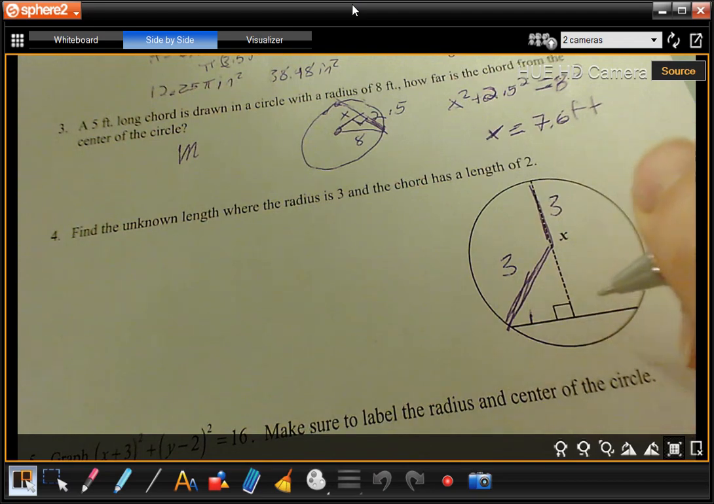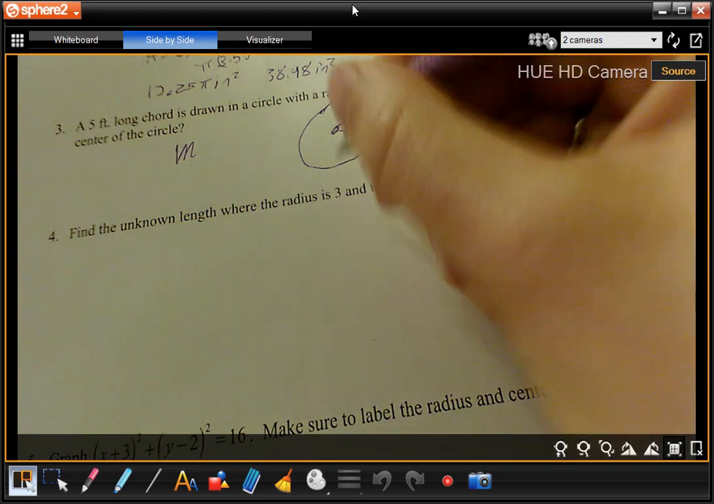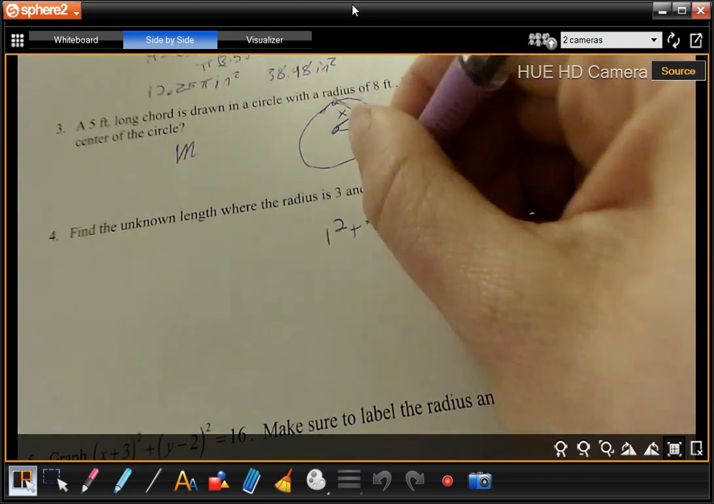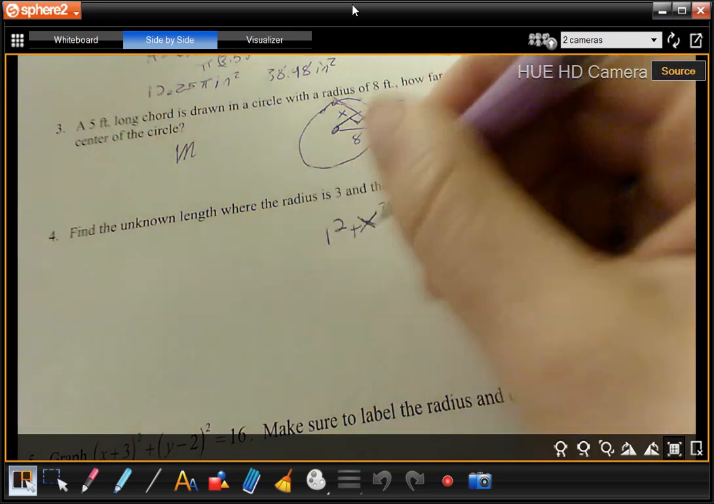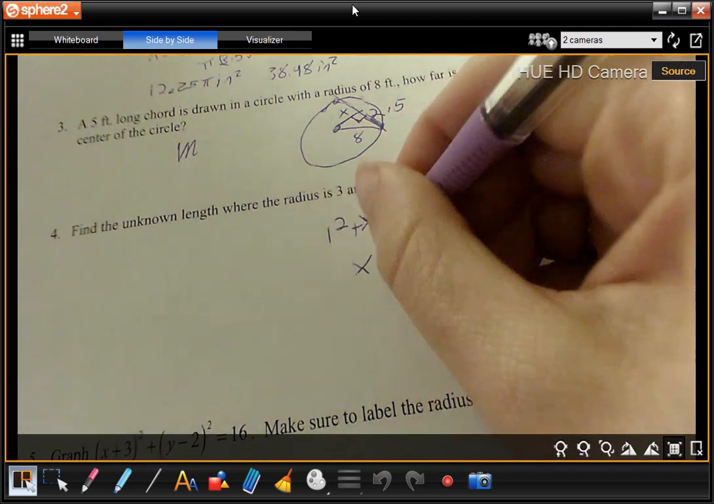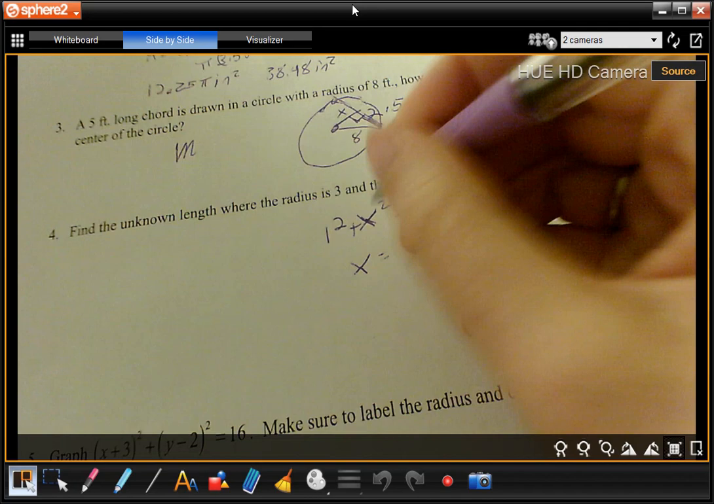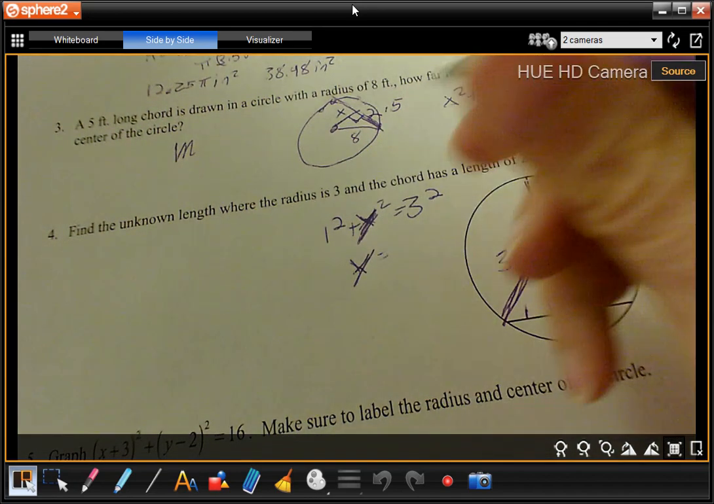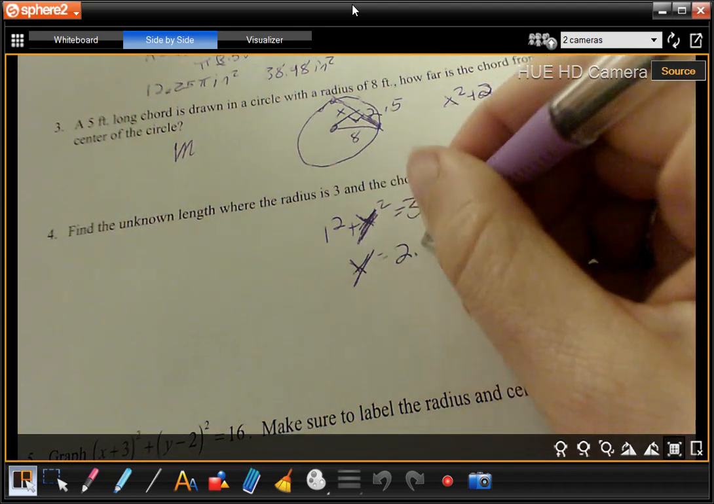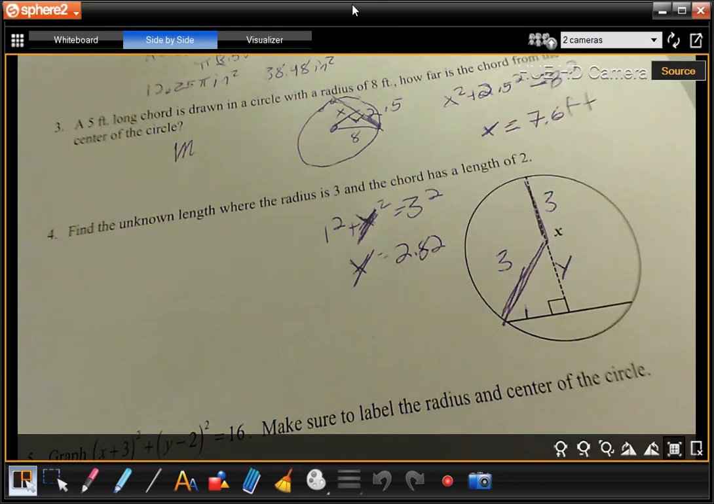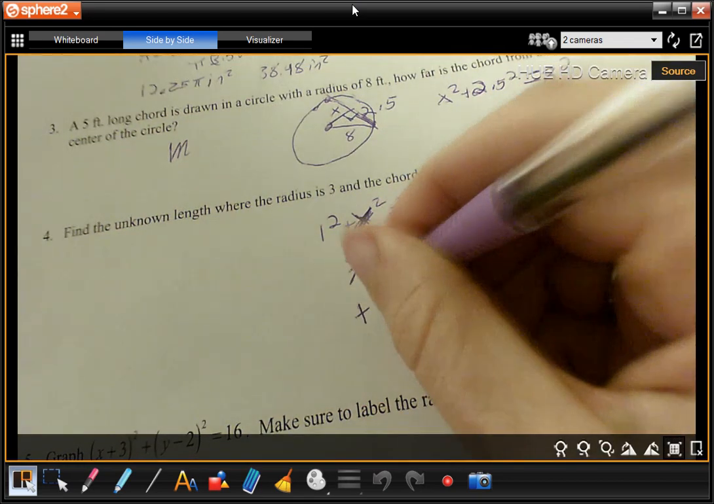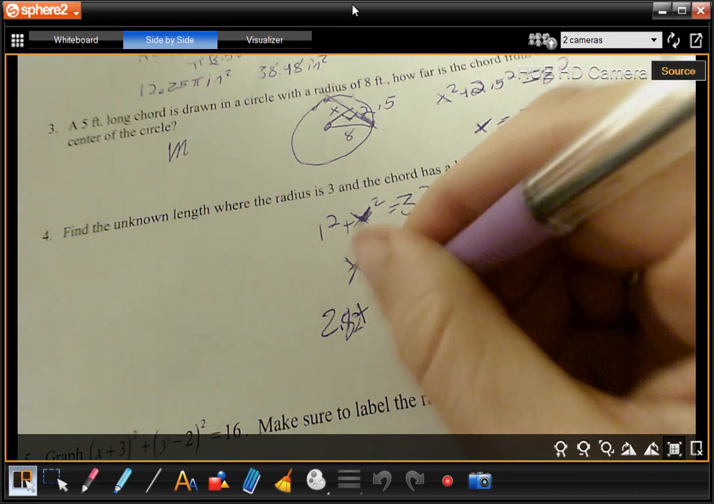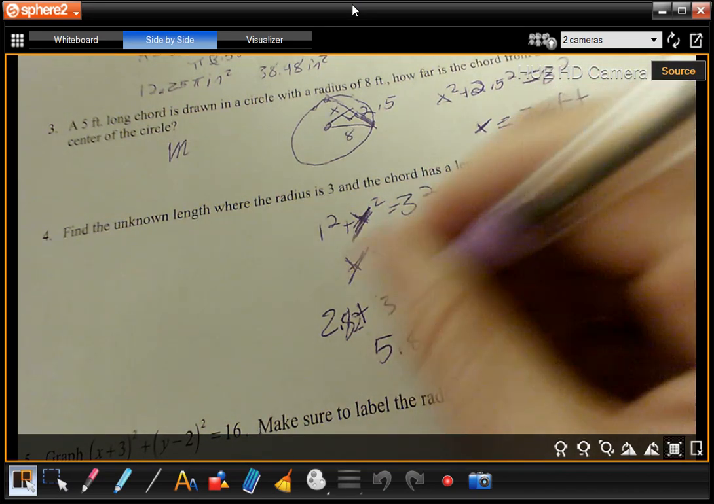We've got this right triangle now. I'm going to make this y. So I'm going to say 1 squared plus y squared equals 3 squared. So I am going to get that y equals 2.82. And then we are just going to add that to 3 because we have to add that part to it. So 2.82 plus 3 gives us 5.82 is my answer.